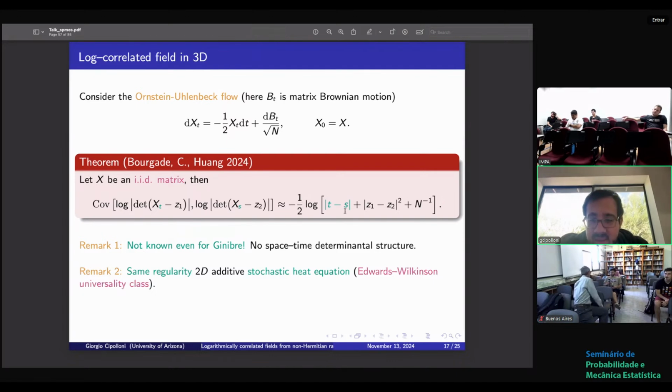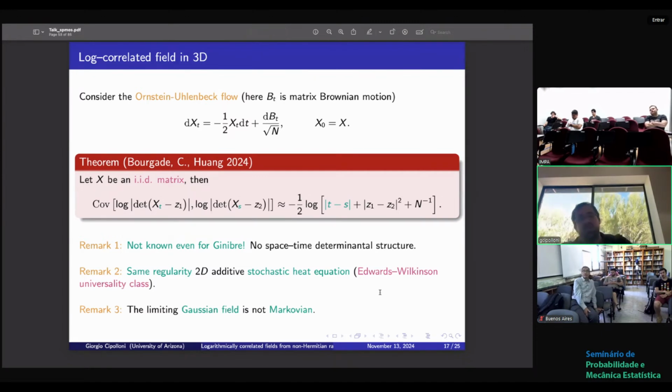And this limiting covariance appearing on the right-hand side has the same regularity as the two-dimensional additive stochastic heat equation. I mean, it's not explicitly the same covariance, but it's the same regularity in space and time. So the Edwards-Wilkinson universality class. And lastly, a quite interesting fact that I should mention is that this limiting Gaussian field of the log determinant happens to be not Markovian.